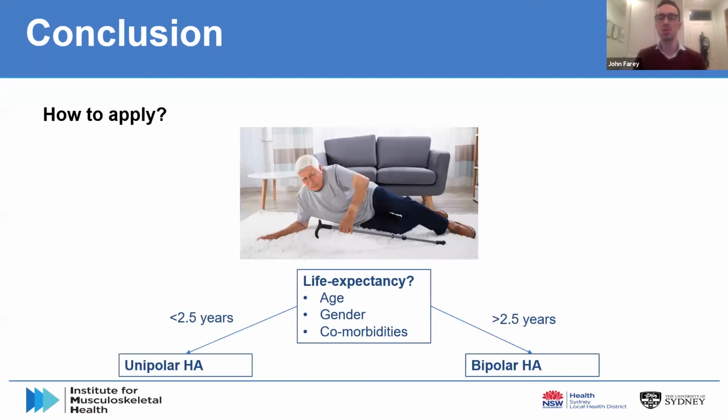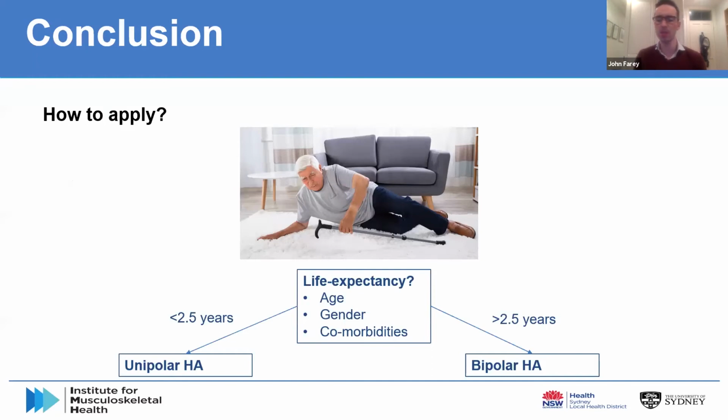So how do you use this? When you're presented with a patient in the emergency department, you really need to get a sense of what their life expectancy is probably going to be after surgery. You might use something like the Charlson Comorbidity Index to get a prediction of the likelihood that they're going to be alive in 2.5, 5, 10 years' time.